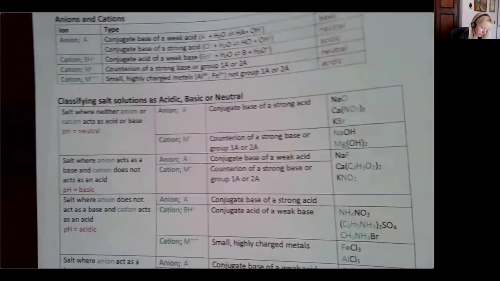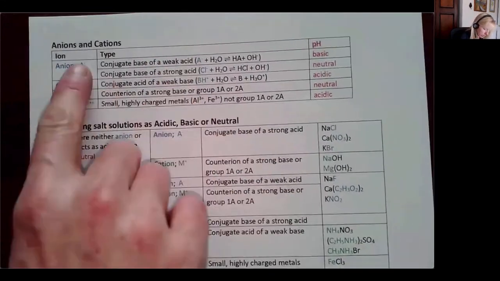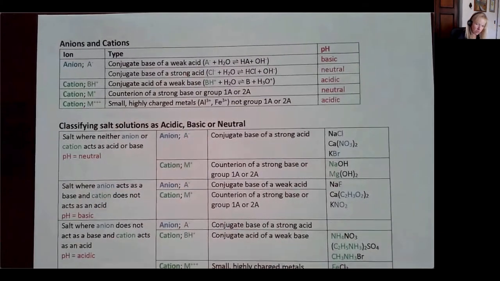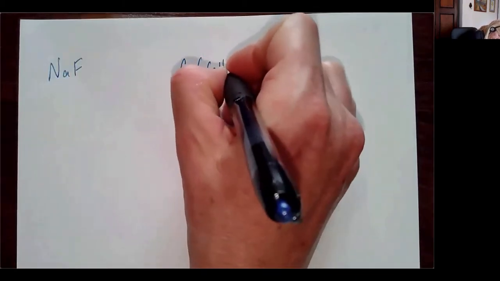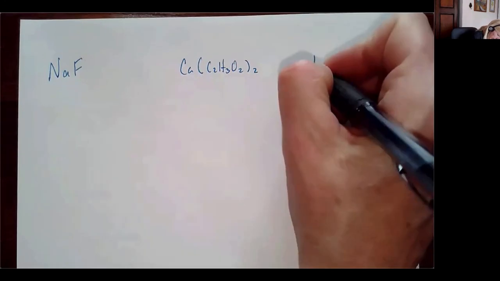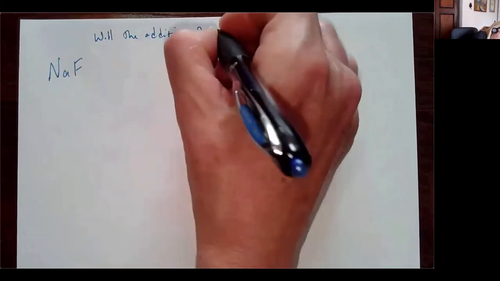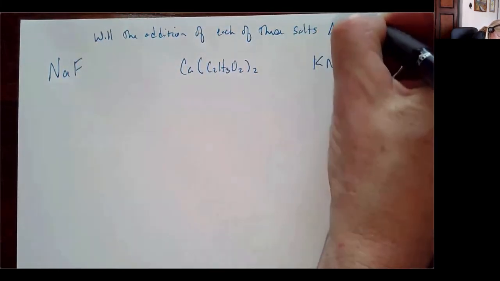On your sheet here, I kind of went through some of these classifications. So these are the ones we just went through, anion and cation. And then if I have a salt, I'm going to look at both components of the salt. NaF, Ca(C2H3O2)2, KNO2. I'm going to look at these individual salts and I'm going to see, will the addition of each of these salts change the pH of solution?